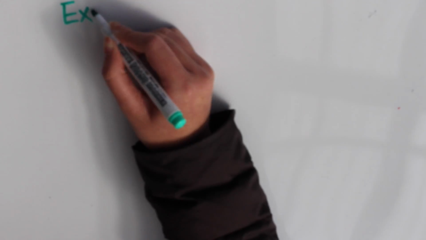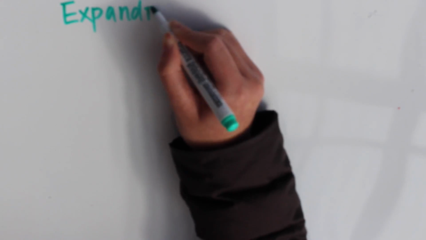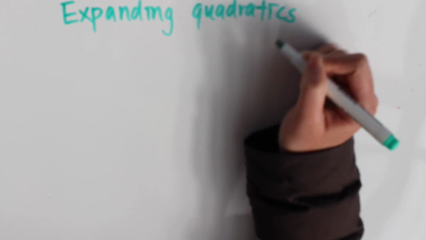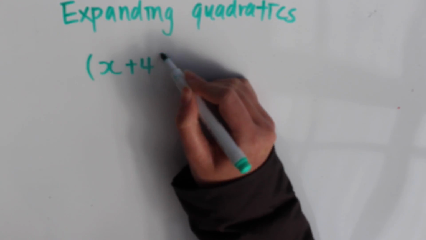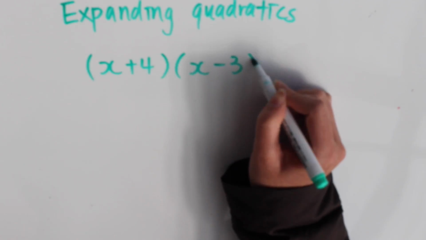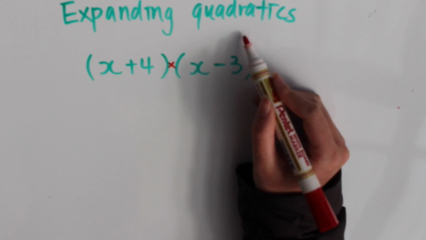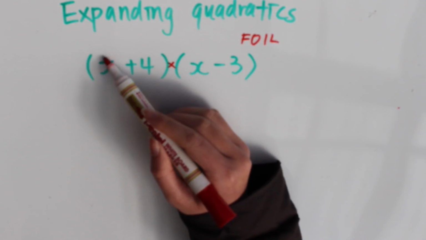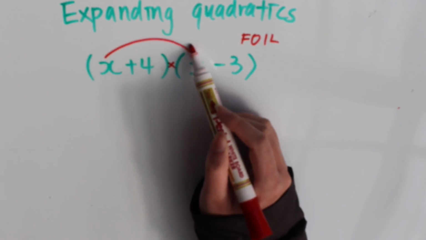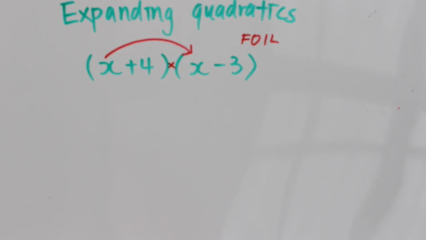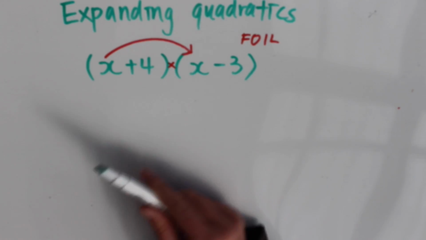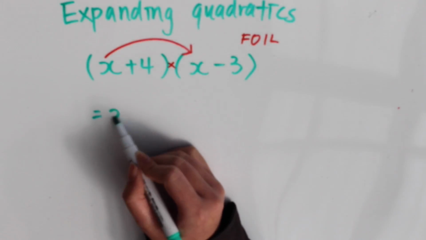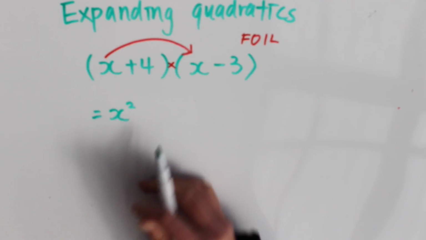Next, we will be learning about expanding quadratics. This means that there are double brackets. When multiplying out double brackets, every term in the first bracket must be multiplied by each term in the second bracket. To solve quadratics, I like to use a method called FOIL, F-O-I-L, where F stands for first. This means we multiply the first term of each of the brackets. In this example, it would be x times x, giving us x squared.